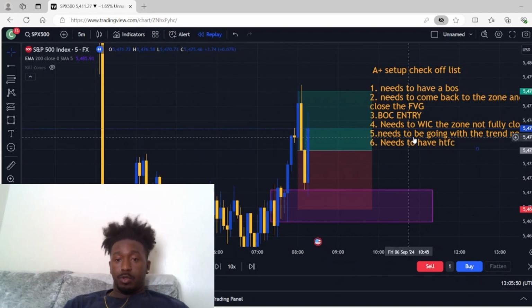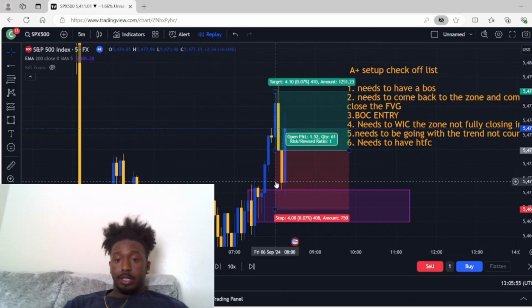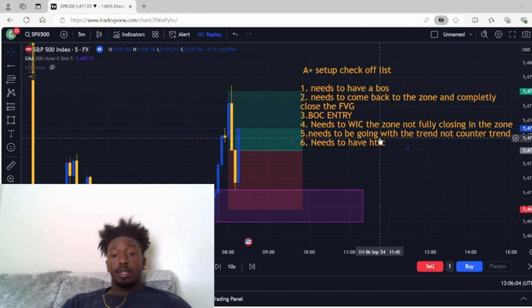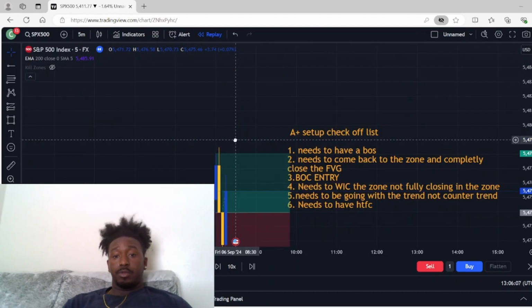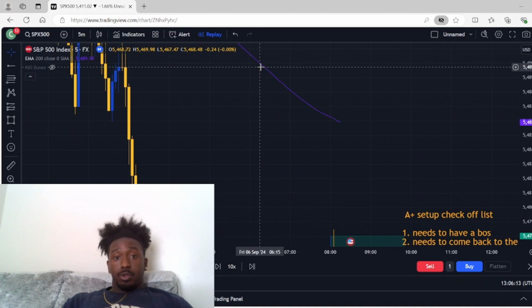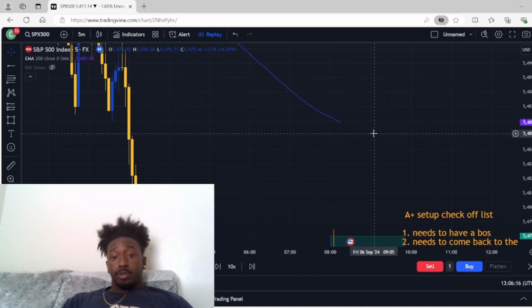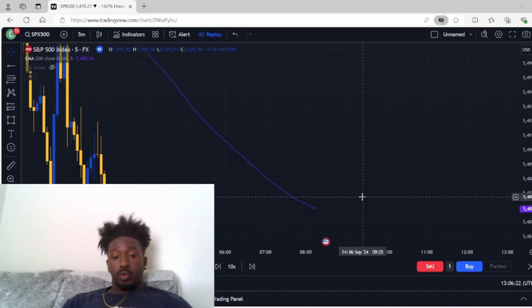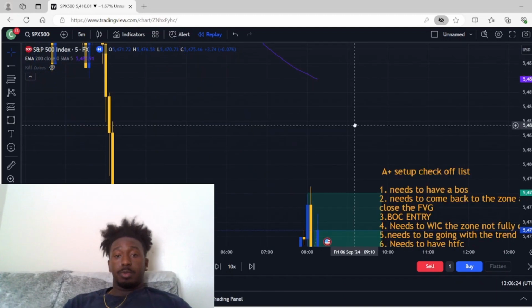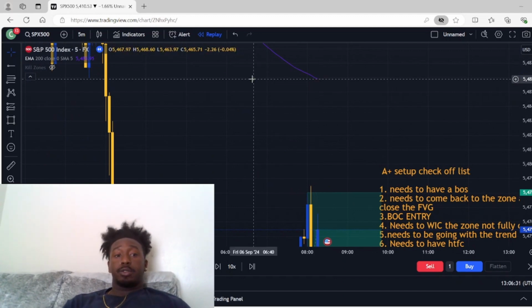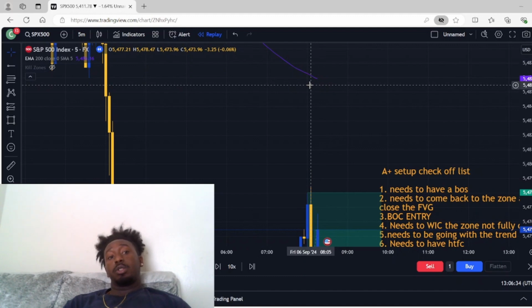I had a breaker candle, and then wick the zone, check. It needs to be going with the trend and not be counter trend. So counter trend is exactly what I have going on here. Counter trend is when we're going under the 200 EMA and we're buying, or if we're above the 200 EMA and we're selling. When you're going towards the 200 EMA, that's counter trend. What you really want to do most of the time is be like, okay, we're under the 200 EMA, so you want to be selling.